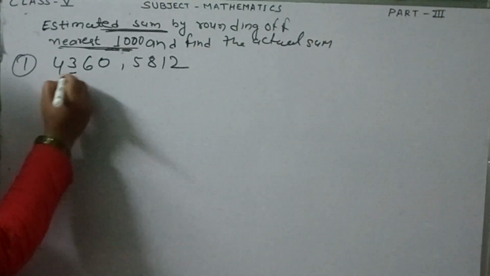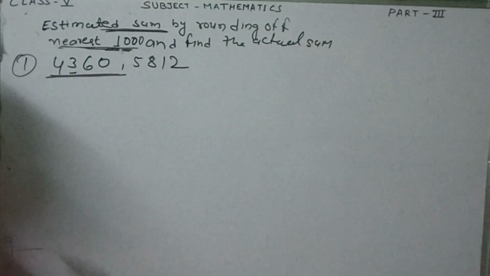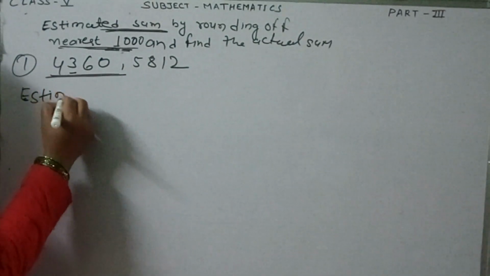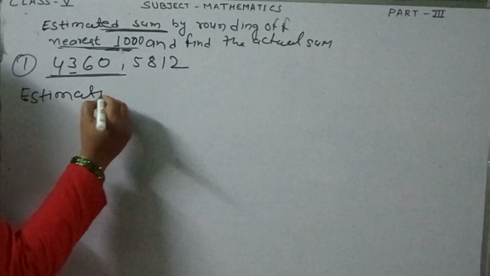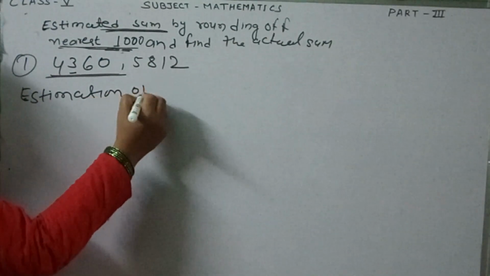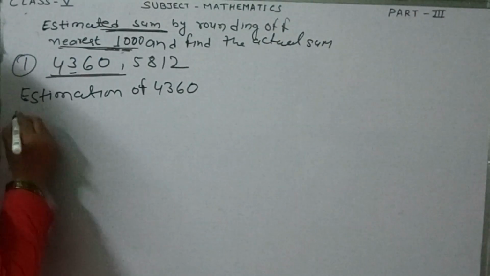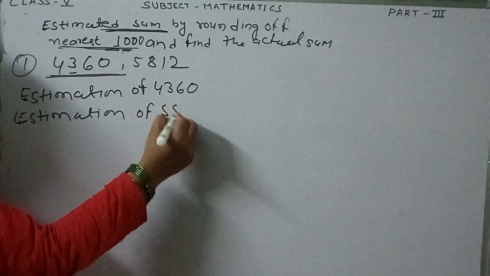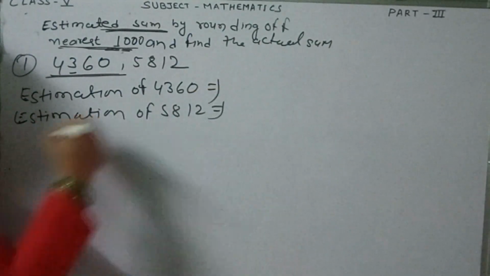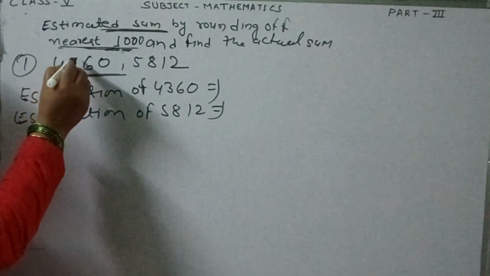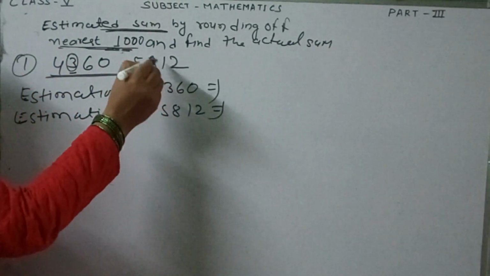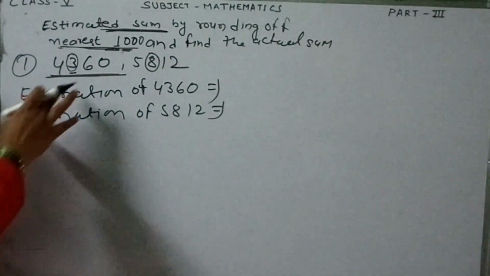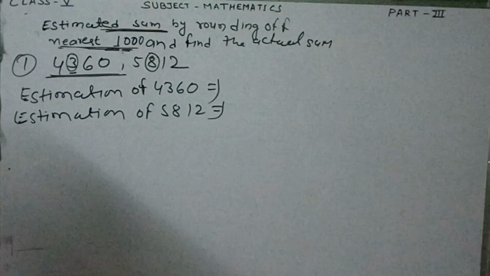Okay. First work is to find the estimated number of the given numbers. Estimated number of 4360. Estimation of 5812. Here we have to consider the hundreds place value and compare it with 5. Okay, see here 3. Compare with 5, 3 is less than 5.